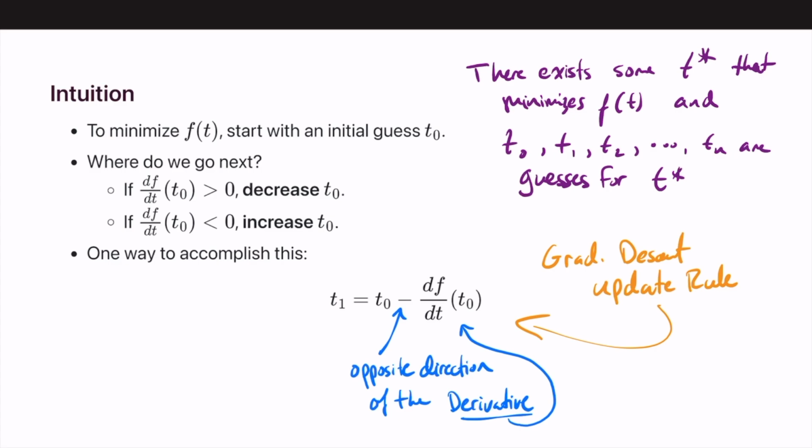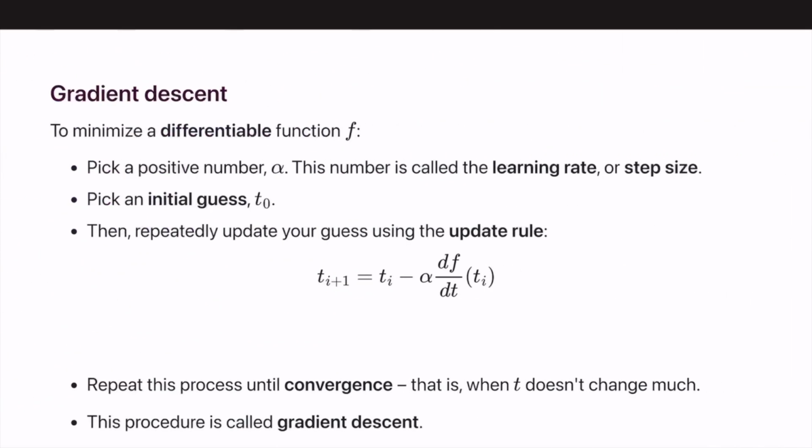And we improve, or we try to improve Tn via this update rule. So that's the intuition behind gradient descent.